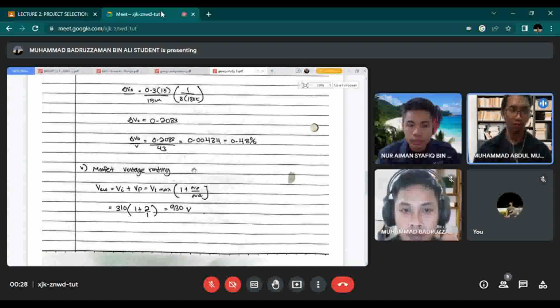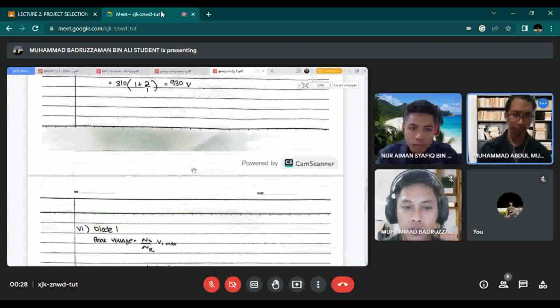Next, for the MOSFET voltage rating. The MOSFET voltage rating is equal to the voltage input maximum times the formula 1 plus primary winding over reset winding. So we get the answer, which is 930 volts.